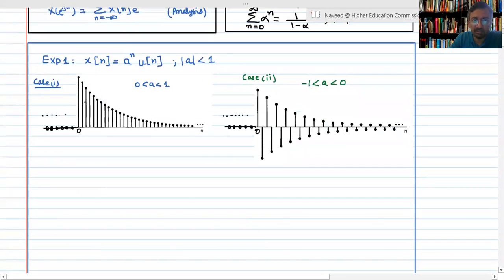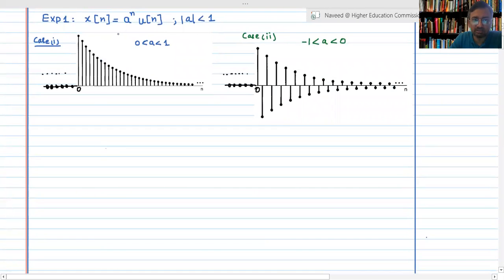Now our first example, we consider a one-sided real exponential decay function. x[n] is a raised to power n u[n], and absolute value of a is less than 1. There can be two possibilities here. If the value of a is positive, that is between 0 and 1, the function will look like this. While if the value of a is negative, that is from -1 to 0, then there will be sign reversals whenever the value of n is odd.